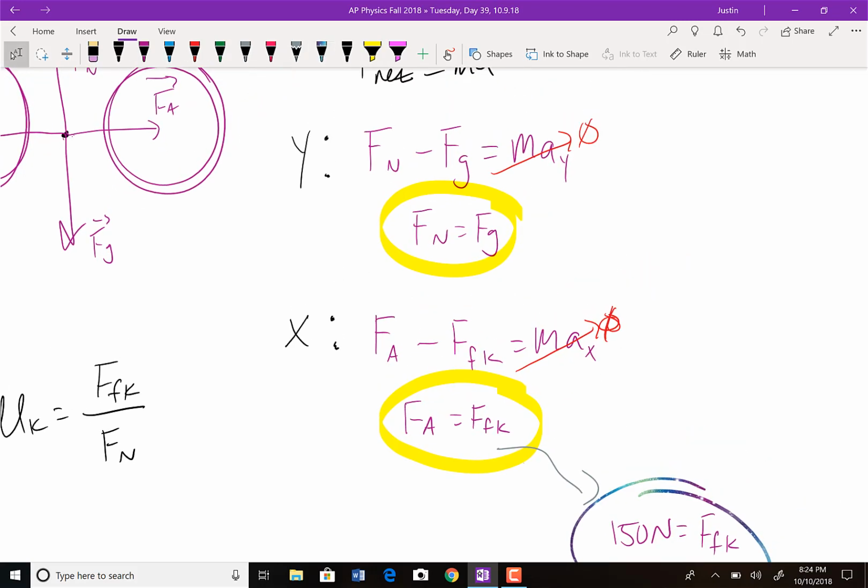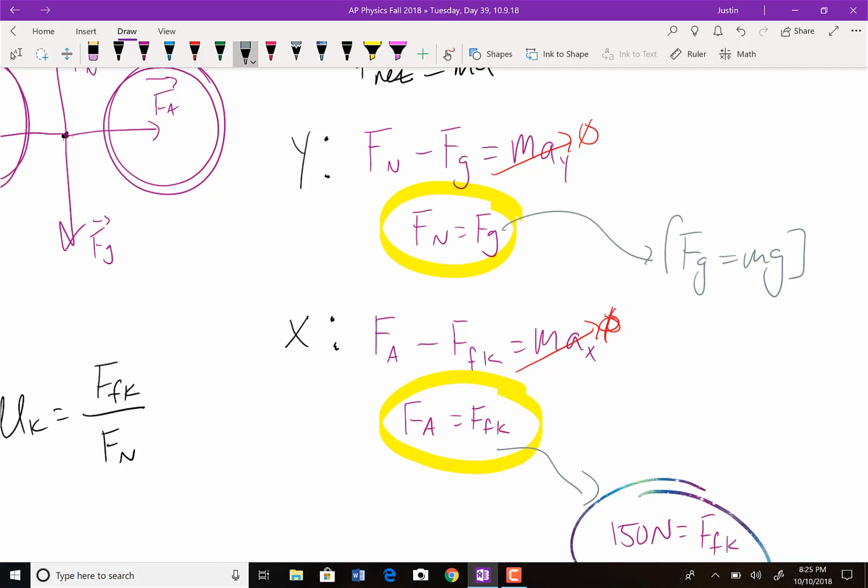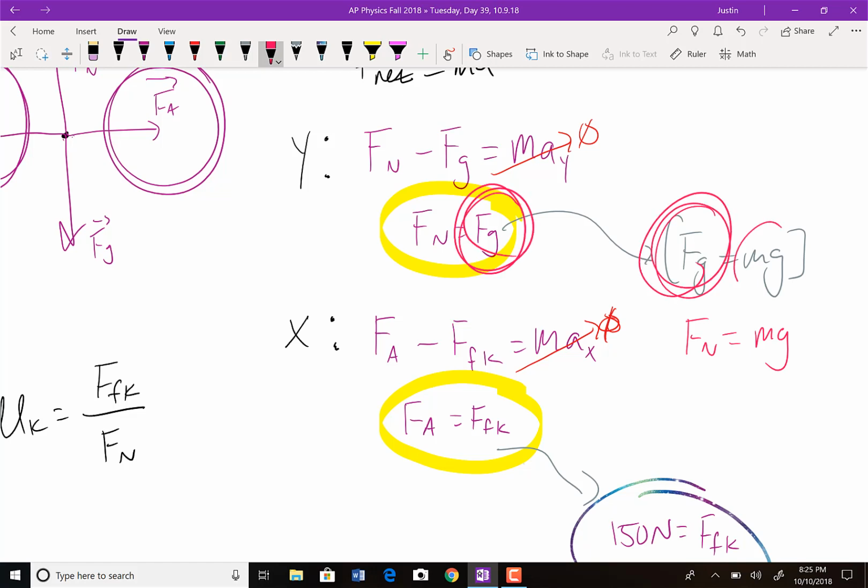So next up, I need to find the normal force, so I can use this relationship over here. I know the normal force is equal to the weight, and I have an equation for weight. Weight is mg. So I can replace Fg with mg, and I'll get that the normal force is equal to mg.